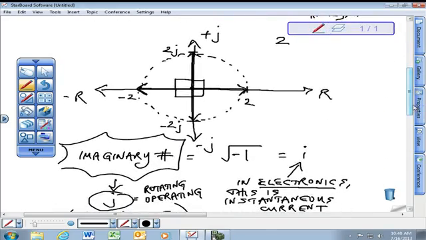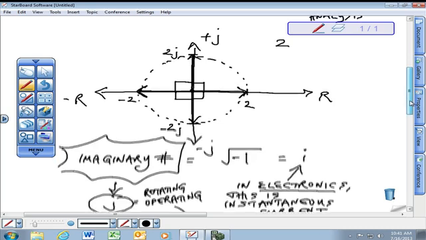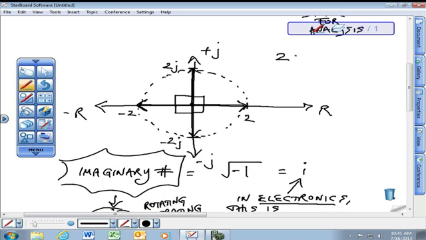So here we go. We're going to take our real number and multiply it by a rotating operator. In other words, we're going to multiply it by j. So 2 times j is 2j or j2, same thing. Now we have what's called an imaginary number, and take a look.